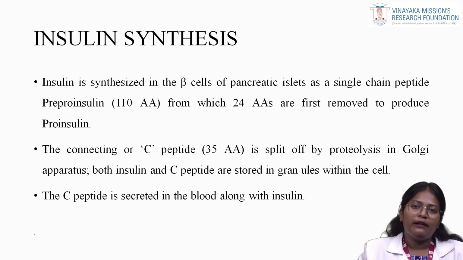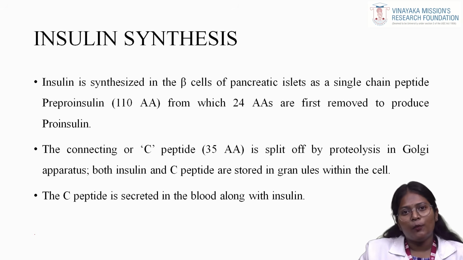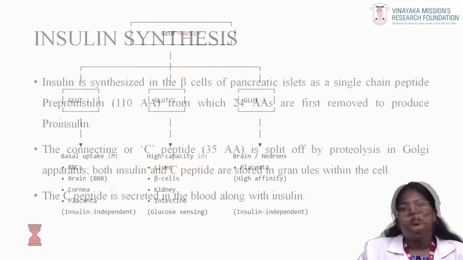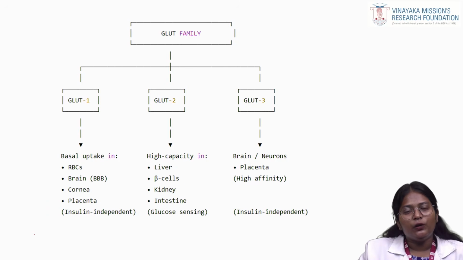When will this insulin be released? It is released when our body senses a high glucose level. When the glucose level increases after having a meal, after the food we take in, the glucose level rises. In order to manage that, there is a system called the glucose transporter system, which we are going to see in the next slide. We call it the GLUT family. GLUT stands for glucose transporters. Transporters, in the sense that they transport the glucose in the bloodstream into the pancreatic beta cells. Why is this transport important?